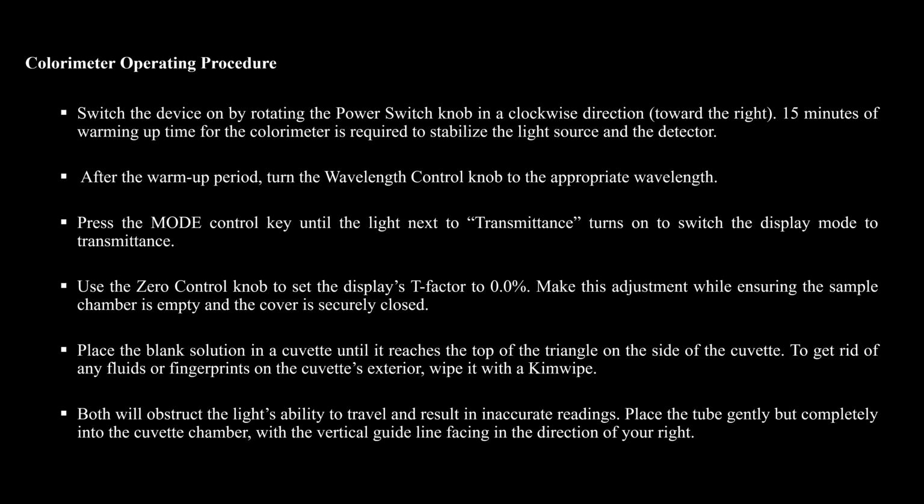To operate the colorimeter, turn the power knob clockwise toward the light. Allow about 15 minutes for the colorimeter's light source and detector to stabilize. The wavelength control knob sets the required wavelength. Set the display mode to transmittance. Adjust the transmittance to 0.0%, making sure the sample chamber is empty and the cover is securely closed.